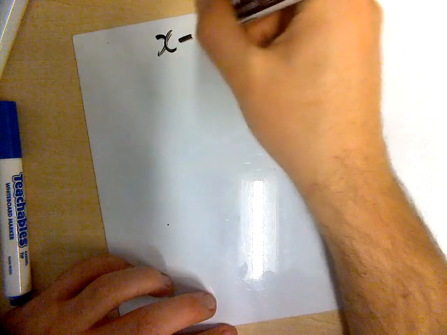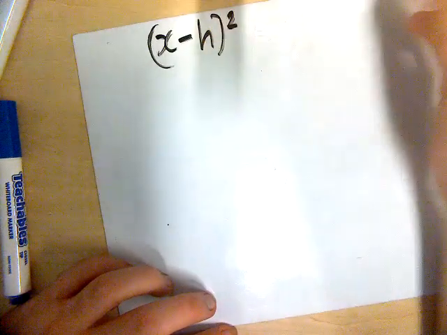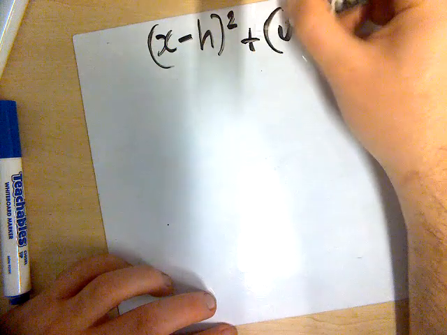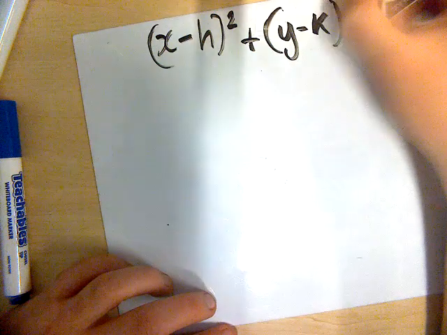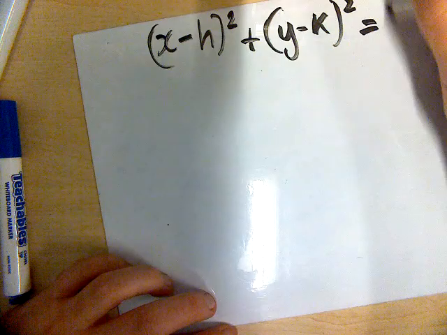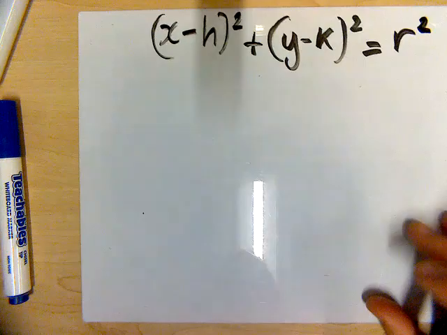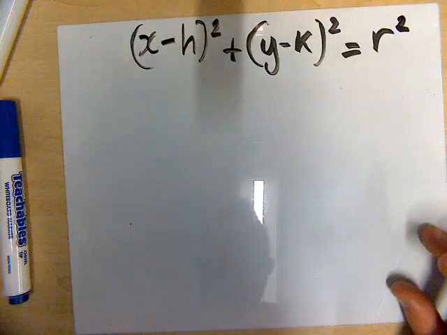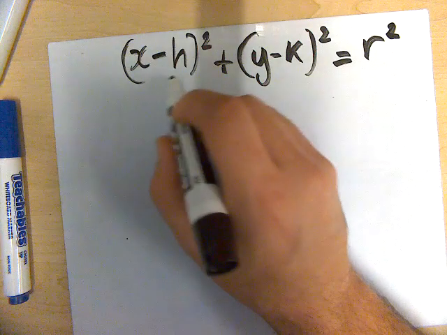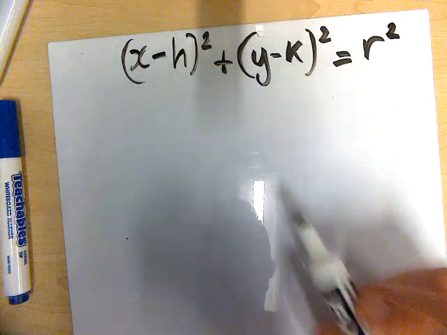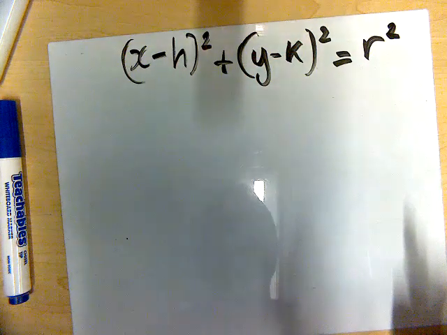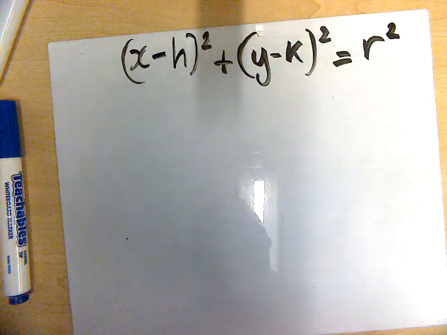What we may get is questions in another form. And that form is something like this. (x minus h) squared plus (y minus k) squared equals r squared. So what this is saying is we have a translation on the x-axis, so it's going to move left or right, and a translation on the y-axis. That's all that is actually saying.